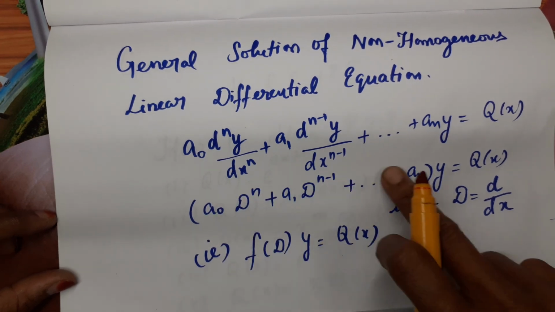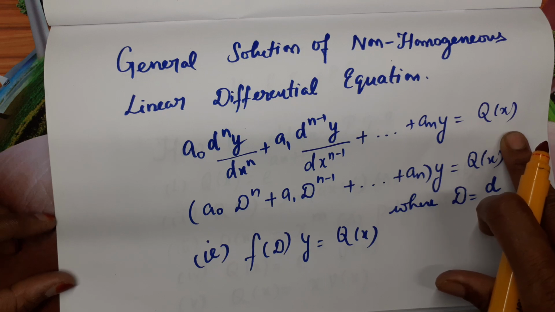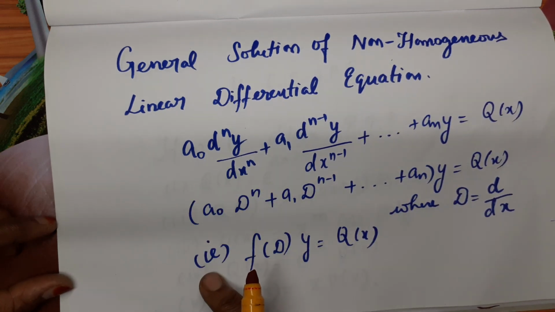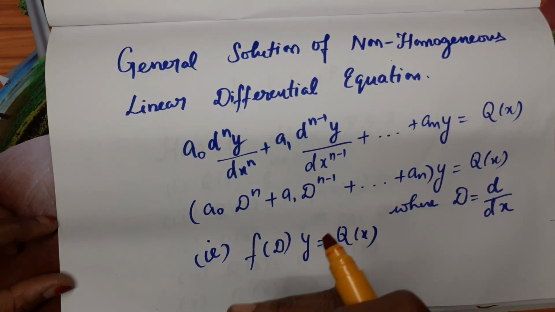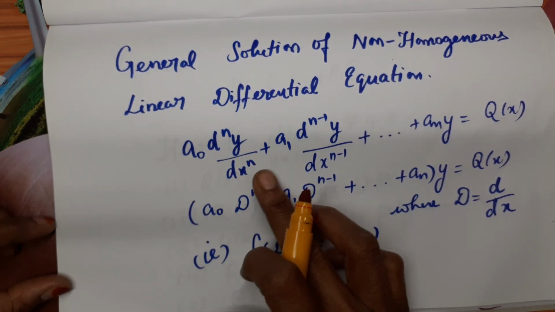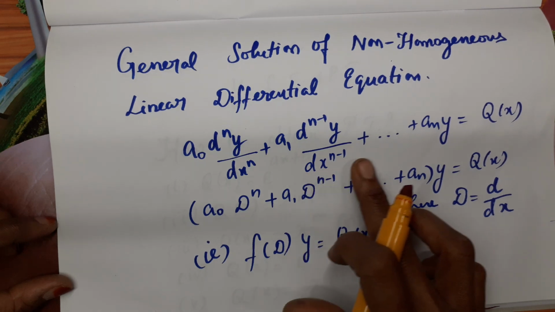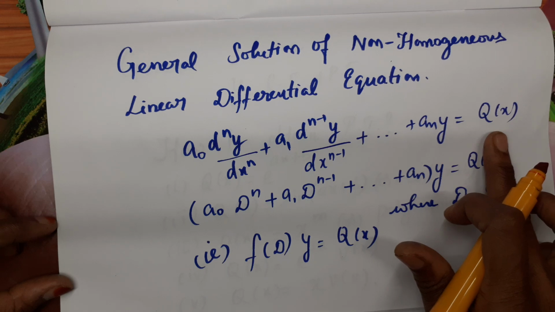So on the left side there is no change, but the right side, instead of 0, will have a function of x. Let that function be q of x. I explained this in my previous video, but I am repeating: a naught d^n y by dx^n plus a1 times the (n minus 1)th derivative of y with respect to x plus etc. up to an into y equal to q of x.